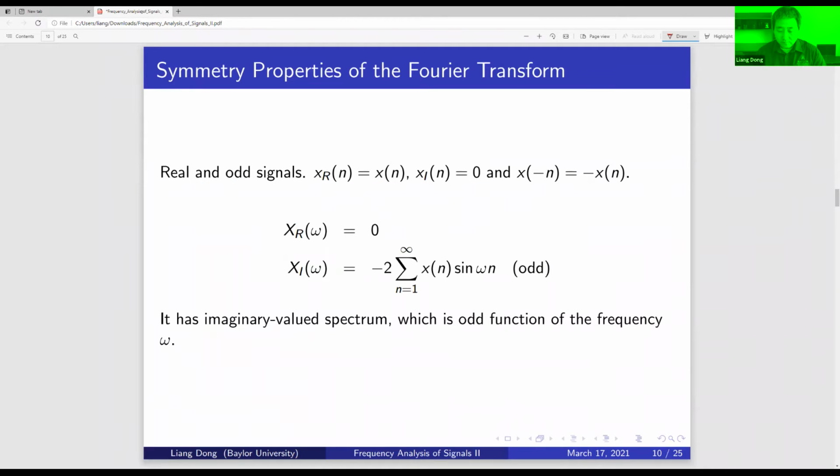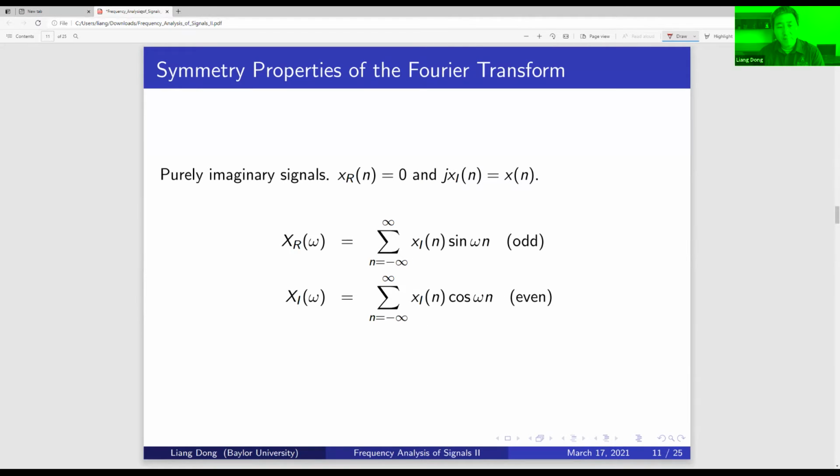And it goes on. I will just go quickly on this. It goes on if we have a real and odd signal, and then the frequency domain signal has an imaginary-valued spectrum. There's no real part, which is an odd function of the frequency omega. It's an odd function. It's a sum of all these sines.